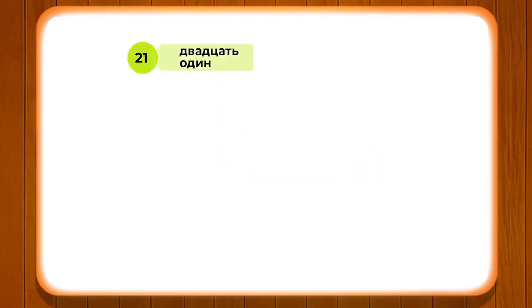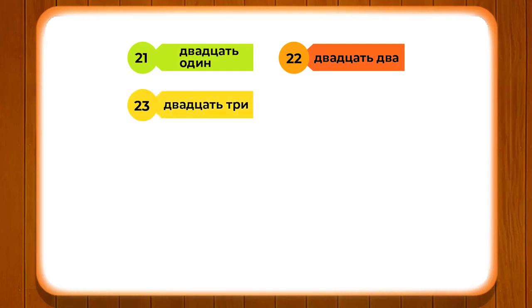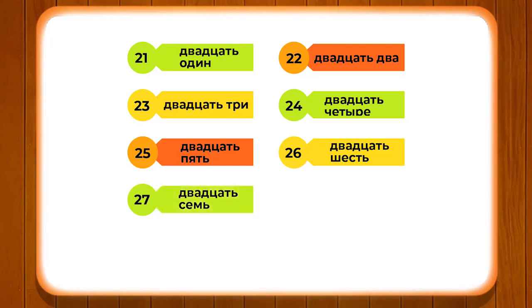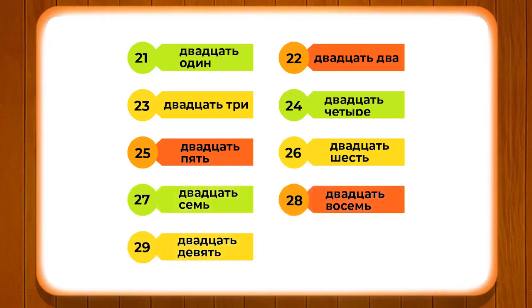And likewise again, dvadtsat odin, dvadtsat dva, dvadtsat tri, dvadtsat chetyre, dvadtsat pyat, dvadtsat shest, dvadtsat sem, dvadtsat vosem, dvadtsat devyat and tridtsat. So, we have counted from 21 to 30. Alright, very simple concept. However, in the beginning it might look difficult, but if you pay attention to the concept and start doing it regularly with your family and friends, you will find it very easy, and in a matter of a few days you would have a very clear idea how to use counting.